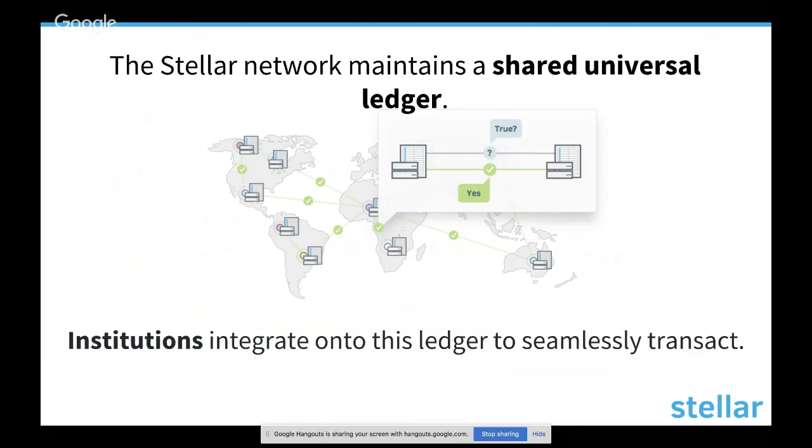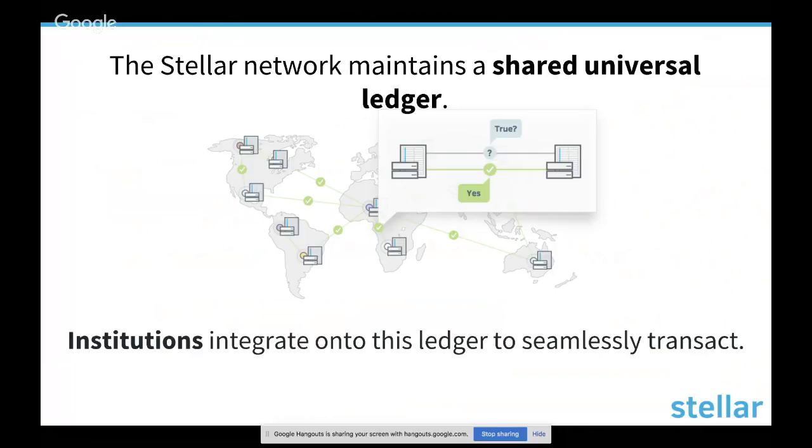So I imagine most of the people in the room are familiar with what a distributed ledger is, but just to reiterate, Stellar maintains a shared universal ledger. This ledger is hosted by servers all around the world independently. Each one of these servers or nodes has a copy of the ledger, and every 3 to 5 seconds, each of these nodes communicates and syncs with all of the other nodes in the network to update the status of the ledger. So in that way, Stellar is decentralized.